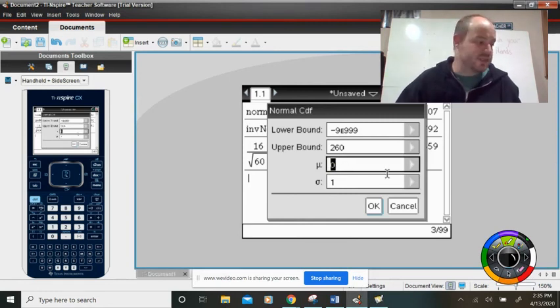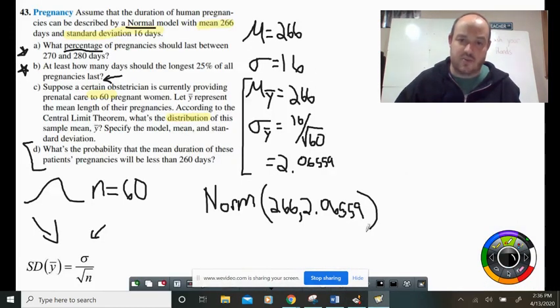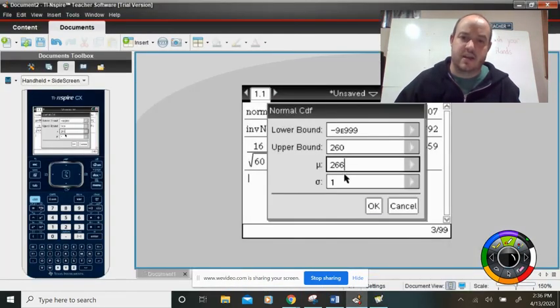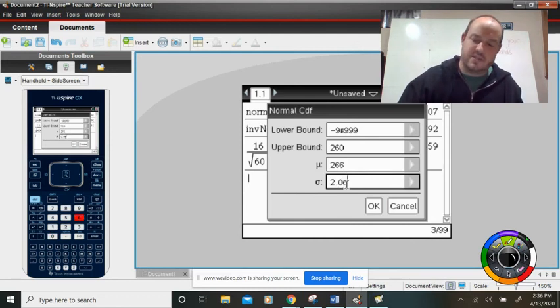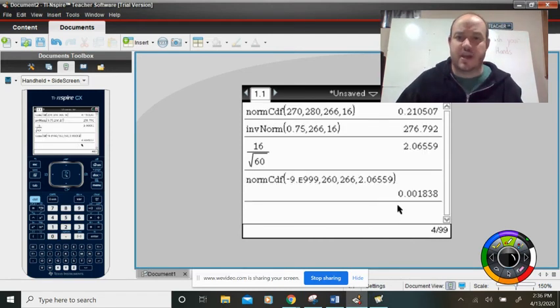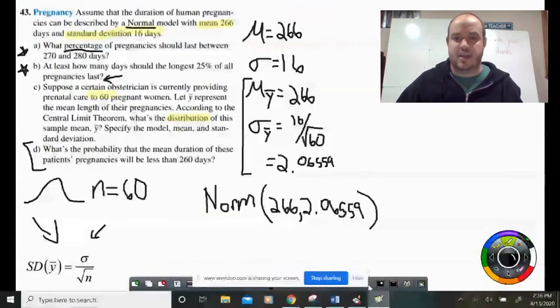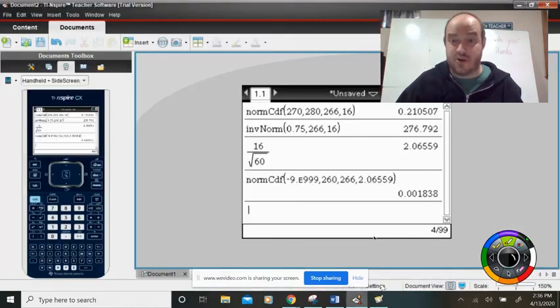Now, down here, we are still dealing with the 266 as our mean. Remember, that was our mean either way, so we still get to use that. And our standard deviation is going to be this 2.06559. So we want to put in 2.06559, and we should be able to hit OK, and this will be the final answer for that last bit, 0.001838. Okay, so again, it's saying what's the probability that the mean duration of these patients' pregnancies will be less than 260 days? Well, it's a very small chance. There is only a 0.2% chance that they would be less than 260.